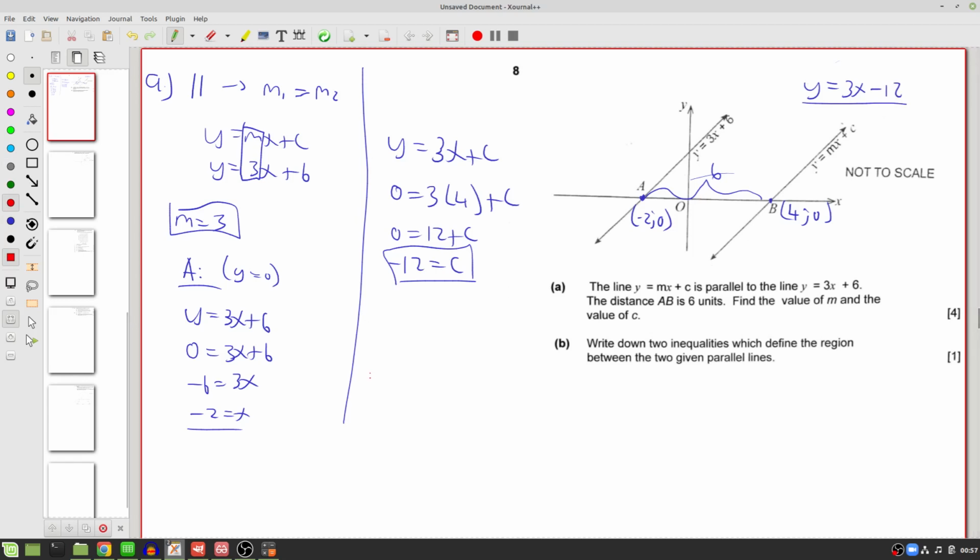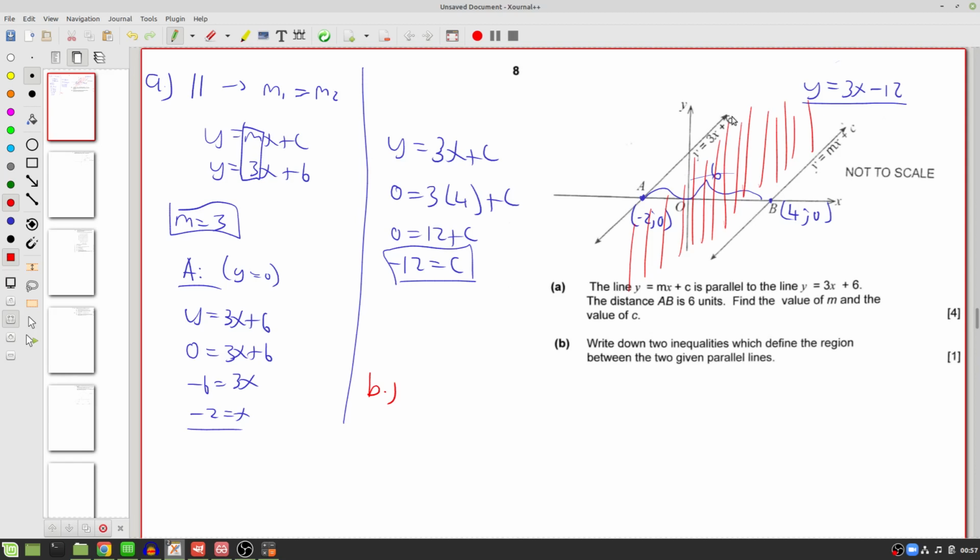Then we get to question B. Write down two inequalities which define the region between the two given parallel lines. So what inequalities will define this region? What they mean by two inequalities which define the region is we give two inequalities and those two together will give us this region. I think it could have been worded a little bit differently, but this is fine.